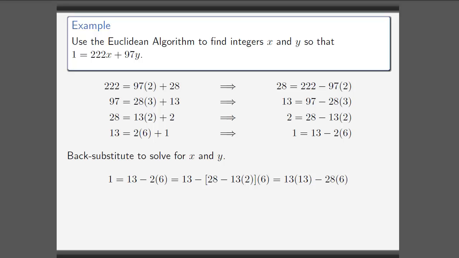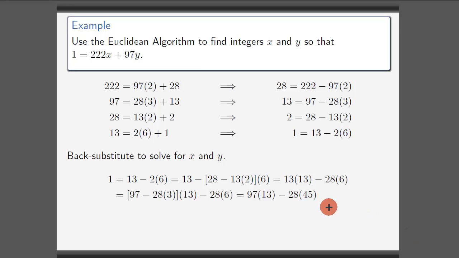Okay. Then we're going to replace 13 with 97 minus 28 times 3. We make that substitution, and then we simplify. So there are 13 97s, and there will be 45 28s at that point.